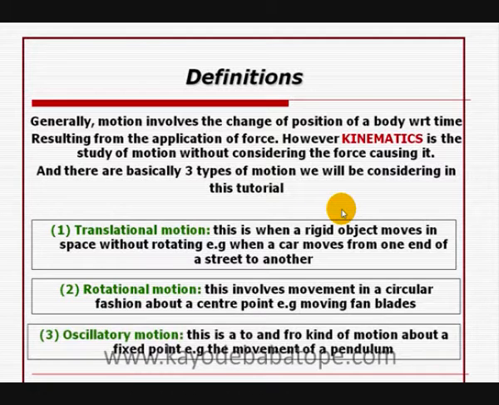Also, we have oscillatory motion. This is a to and fro kind of motion about a fixed point. E.g., the movement of a pendulum is an oscillatory motion.